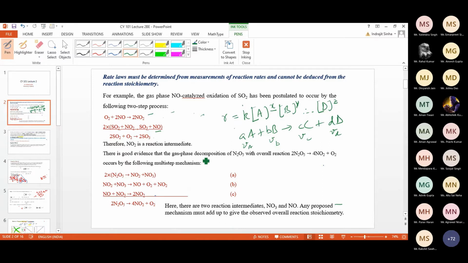And we can also talk about the partial order. Partial order means the order with respect to a particular reactant, like this. Okay, so order with respect to A is X, order with respect to B is Y, order with respect to D is Z, like that. Okay.